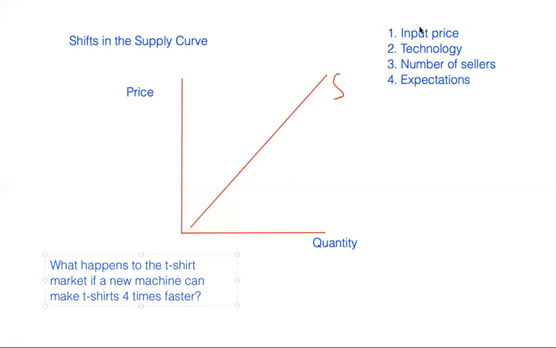So first off, it's important to recognize which one of these that effectively is referring to. And so, yes, it is referring to technology. So the technology in the t-shirt market is effectively increasing. And so because of that, we can say that there's going to be a shift in the supply curve. And so now, when you think about what happens in the market for t-shirts, if there is an increase in technology, and specifically if a new machine can make t-shirts 4 times faster, what do we think that's going to do to quantity? Well, we can definitively say that that is going to increase the quantity produced because you can produce t-shirts 4 times faster. So that's going to cause a shift in the supply curve, and that shift is going to be rightward.